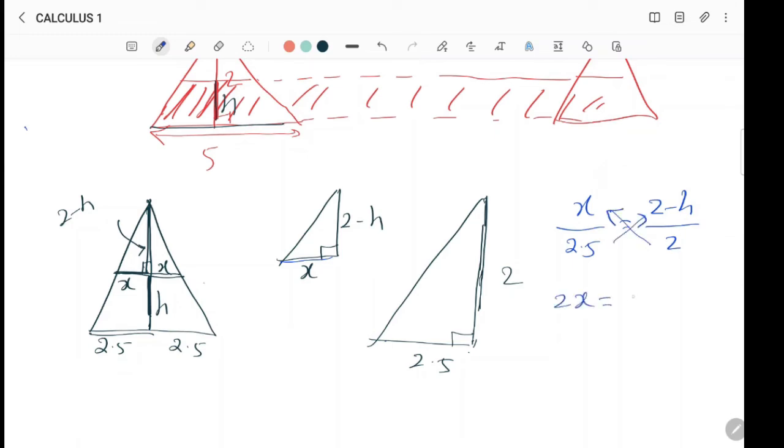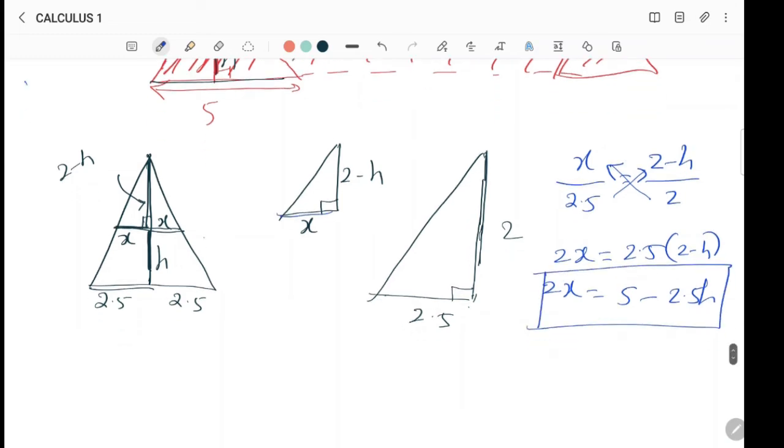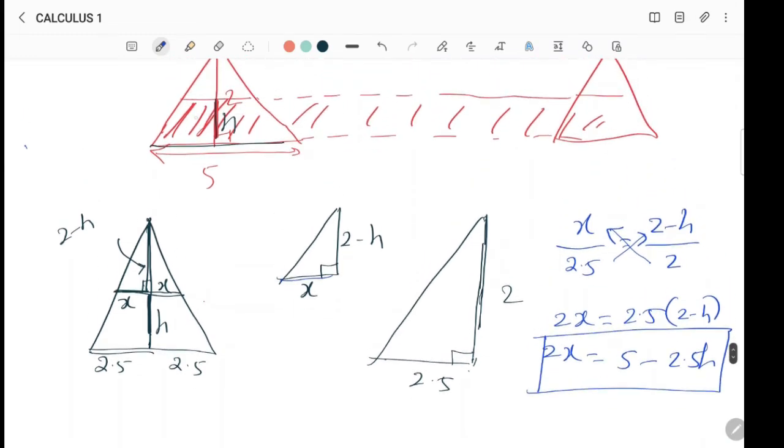So this is 2x equals 2.5 times 2 minus h. So 2x equals 2.5 times 2, that is 5, minus 2.5h. I got 2x as this. Okay, so we have to find the volume, the volume of this water.